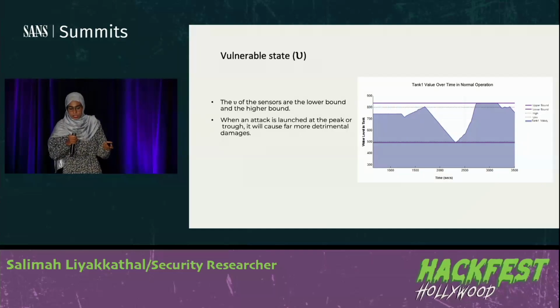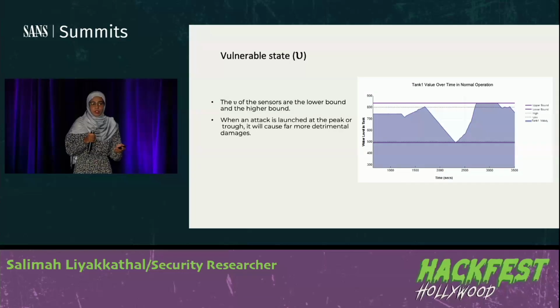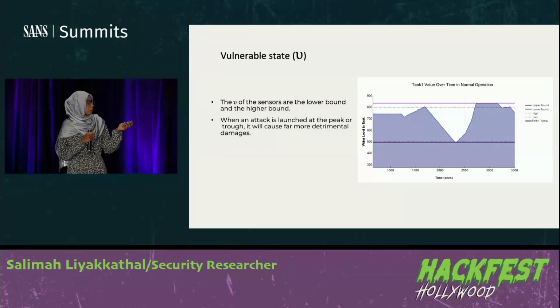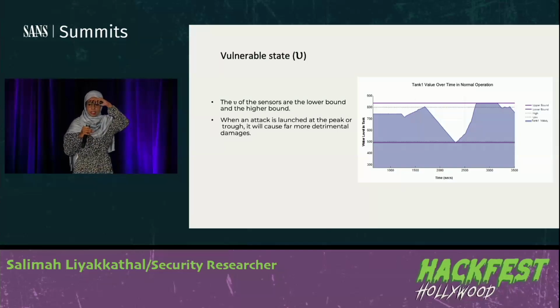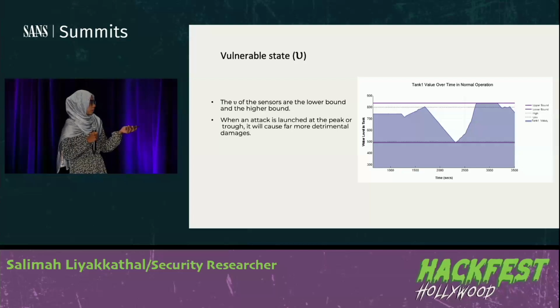Another thing that I want to do for this attack is I didn't want to create just any attack. I want to create attacks that will launch at the most vulnerable state to cause the most damage. So I started thinking, what is the most vulnerable state of a plant? In terms of water tanks, if you look at the lines in purple, these are your upper and lower bounds. Under normal operation, it will just stay within these 2 lines. It wouldn't go beyond or above this. But if an attack was launched at, let's say, just below 500, it will cause more damage compared to an attack launched at somewhere around 600. So hence, I wanted to find the most vulnerable state to launch the attack.